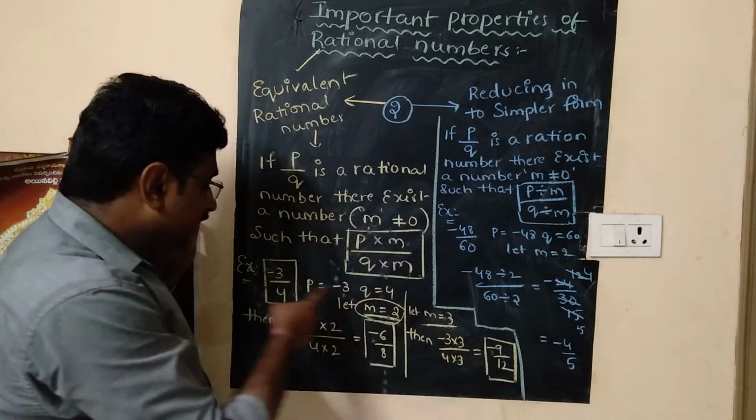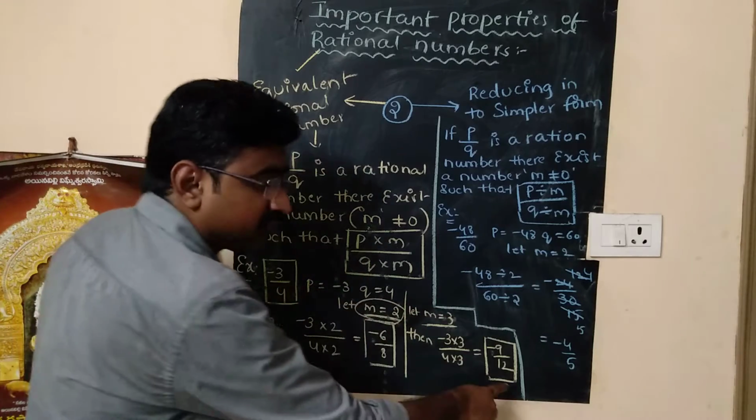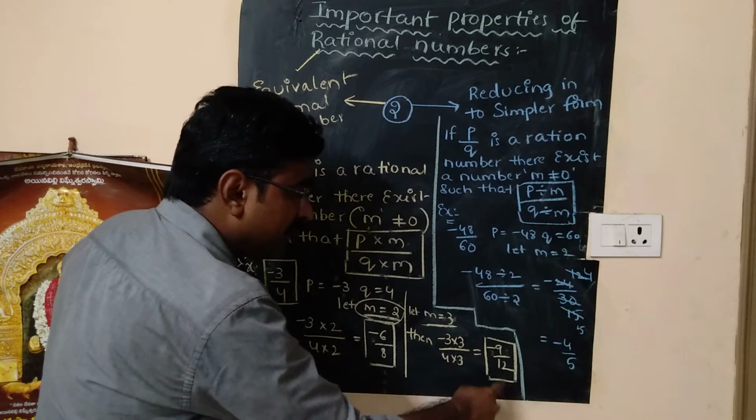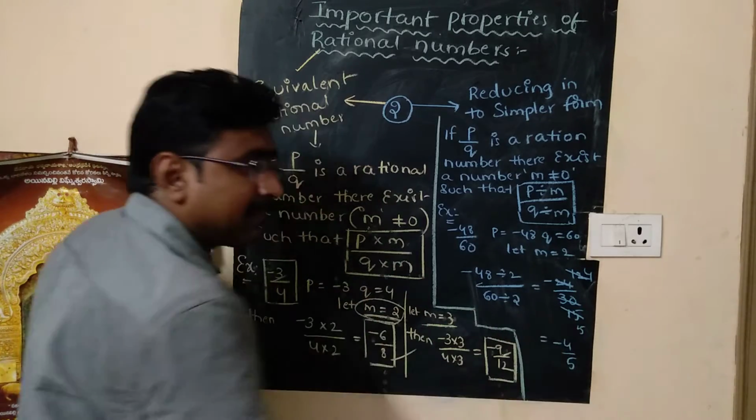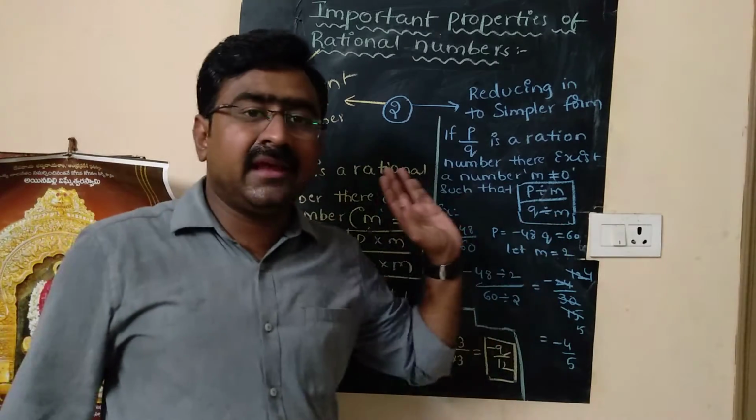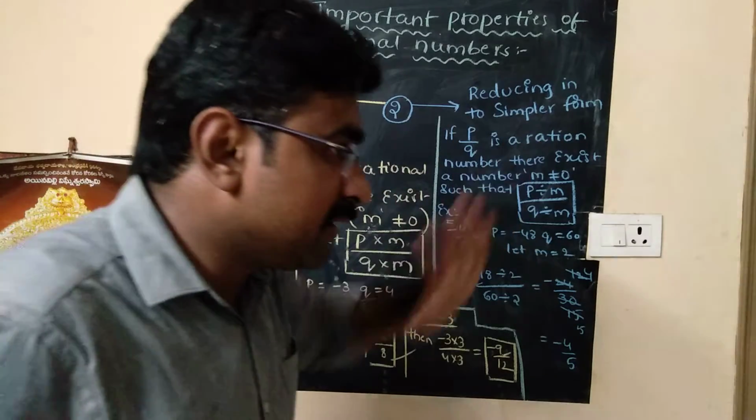And m with q, that is 3 into 4, that is 12. So minus 9 by 12. So minus 3 by 4, minus 6 by 8, minus 9 by 12 are called equivalent rational numbers. Is it clear or not?